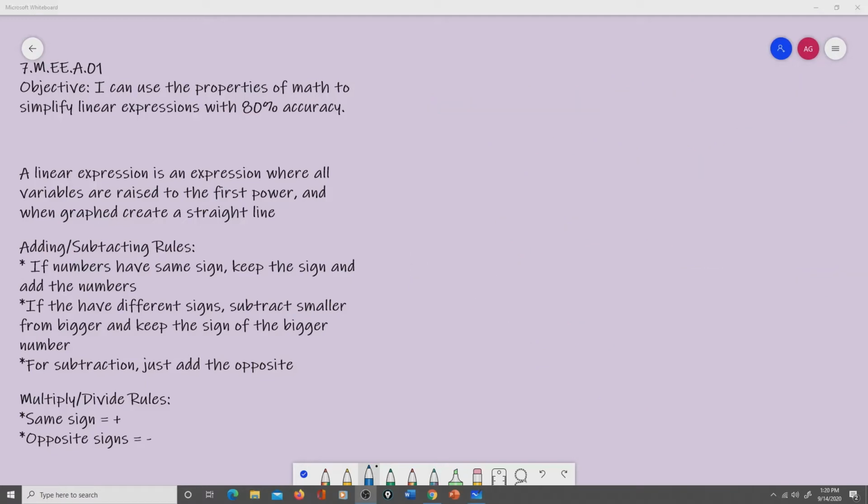Let's take a look at what happens when we have problems that are addition still, but we have some associative property to deal with. So that case I'm talking about is if you have something like this. So if I have something like this, I can still deal with it, right?